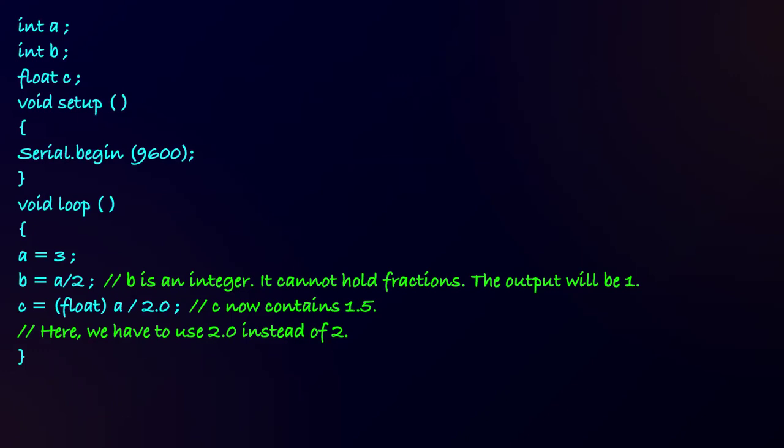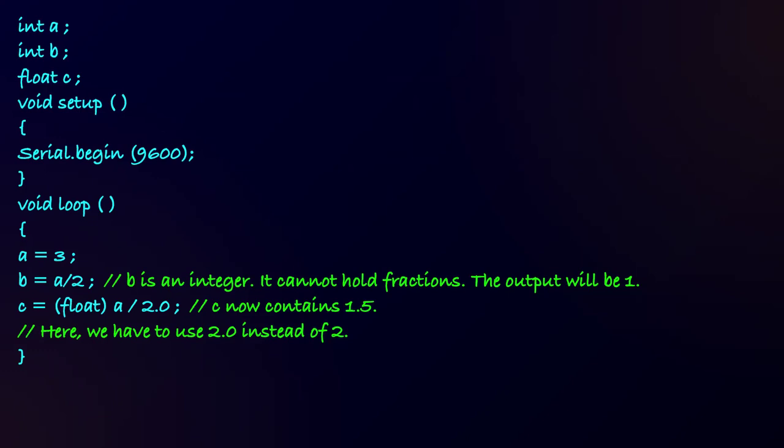Int a is declared, int b is declared, float c is declared. Within void setup, Serial.begin(9600). Within void loop, a is assigned 3, b is assigned a by 2, and c is assigned float a by 2.0. Why is it being assigned as a float? Now try to understand.